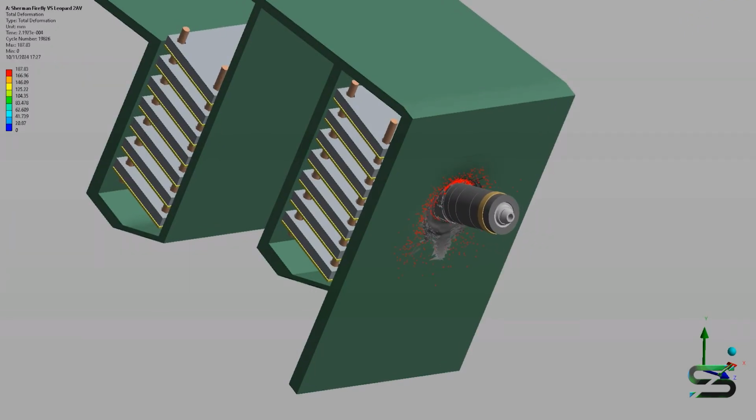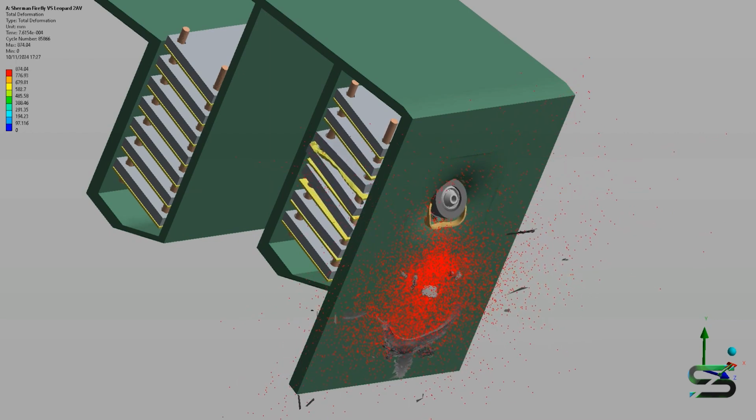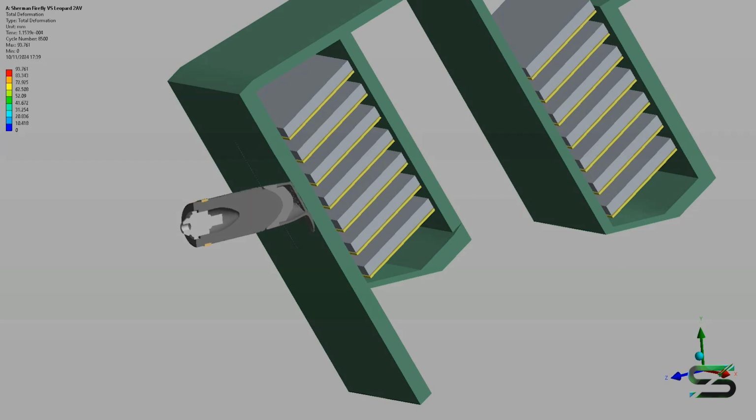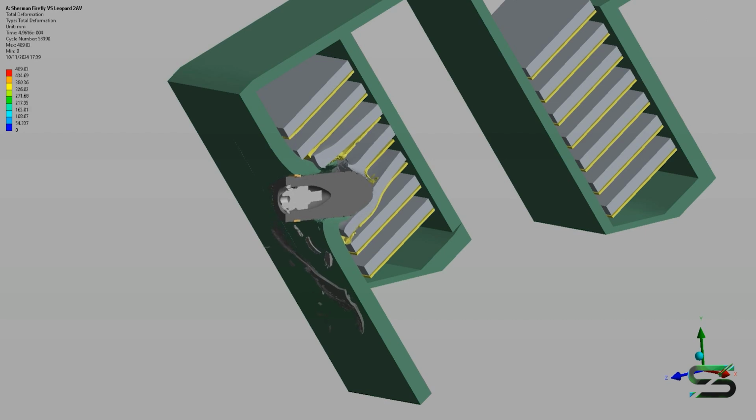The Sherman Firefly is considered one of the most successful upgrades done to Sherman tanks by the British during the Second World War. Its main armament is the Ordnance Quick-Firing 17-pounder, designed as the successor to the British QF 6-pounder.